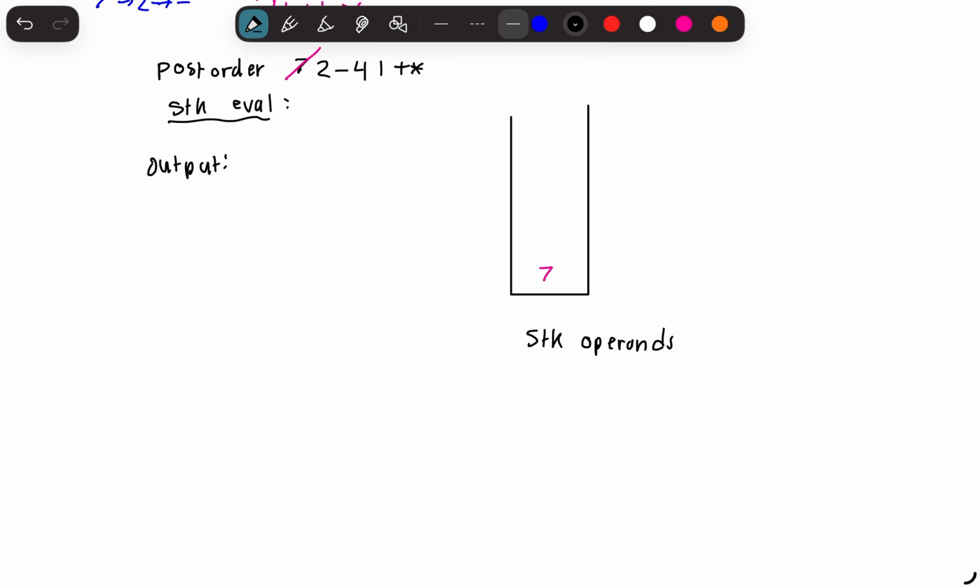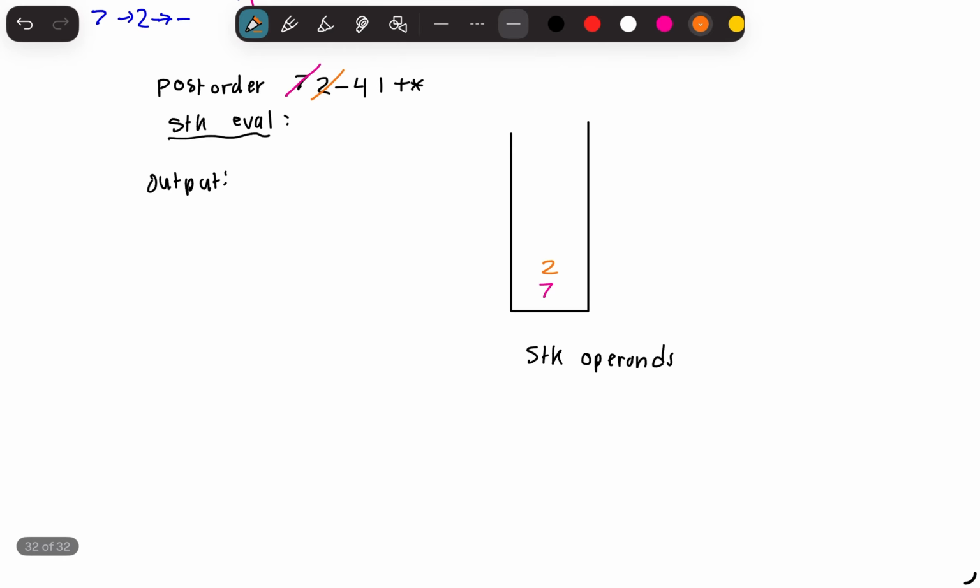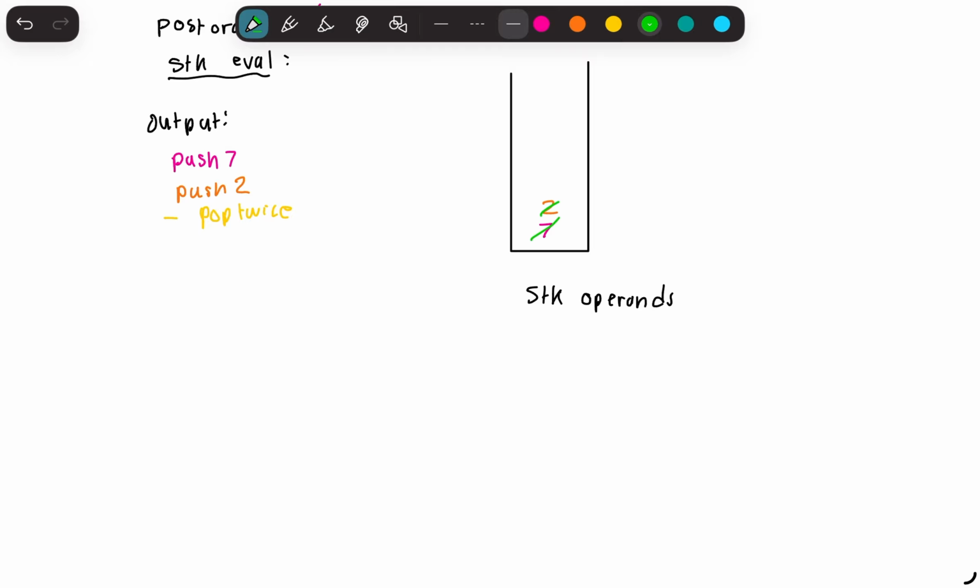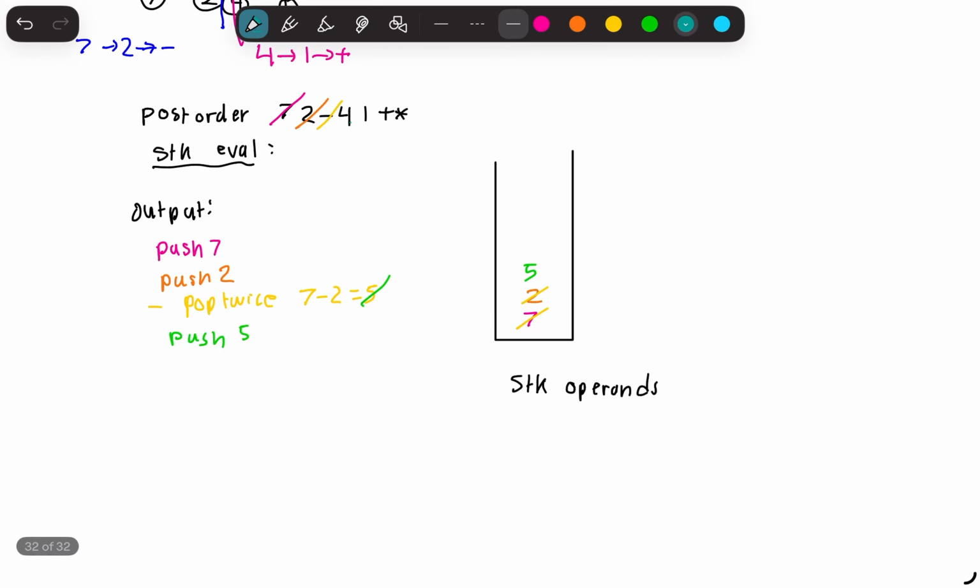So then we have our 2. You're going to push 2. Still no operators yet. Now we have our minus. Now you take your minus and you pop twice. I'll actually write what we were doing earlier: push 7, push 2. So after this, you pop these both, and that's going to be 7 minus 2 equals 5. And then you take your result and you push 5.